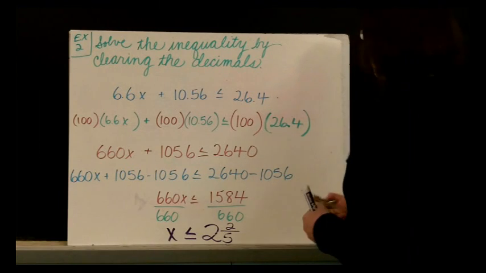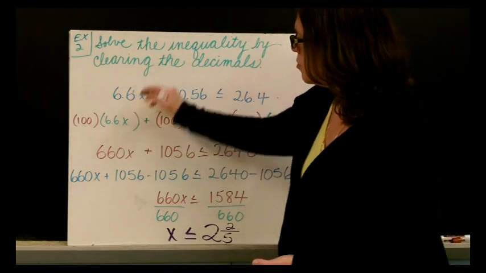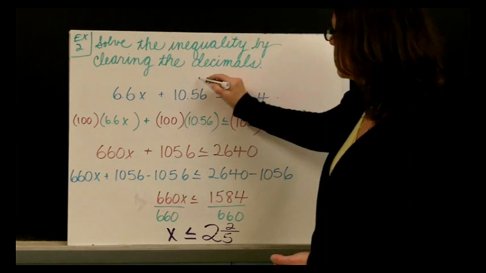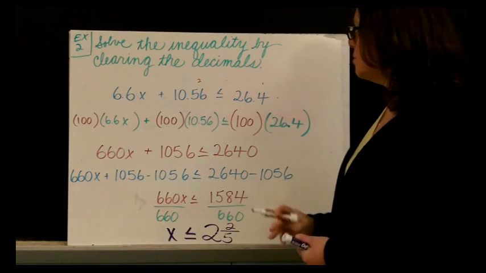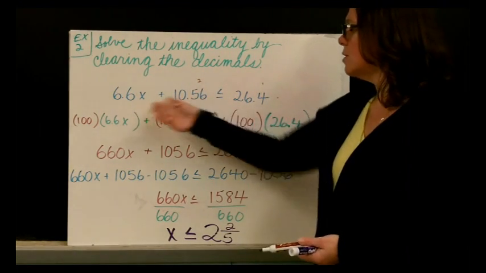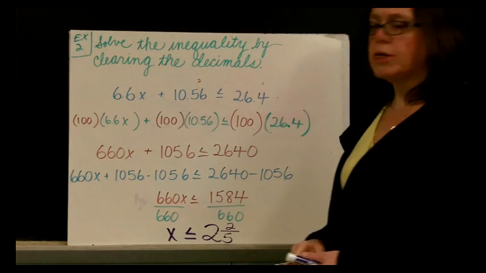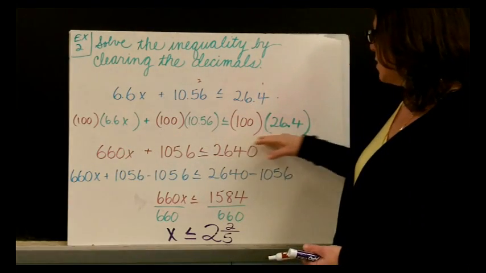Now our first step is to identify how many decimal places we have. In the 6.6x we have only 1. In the 10.56 we have 2. And in the 26.4 we have only 1. Now since 2 is the greatest of the 3 terms, we are going to multiply every term by 100, which you can see on our next line, I set up.